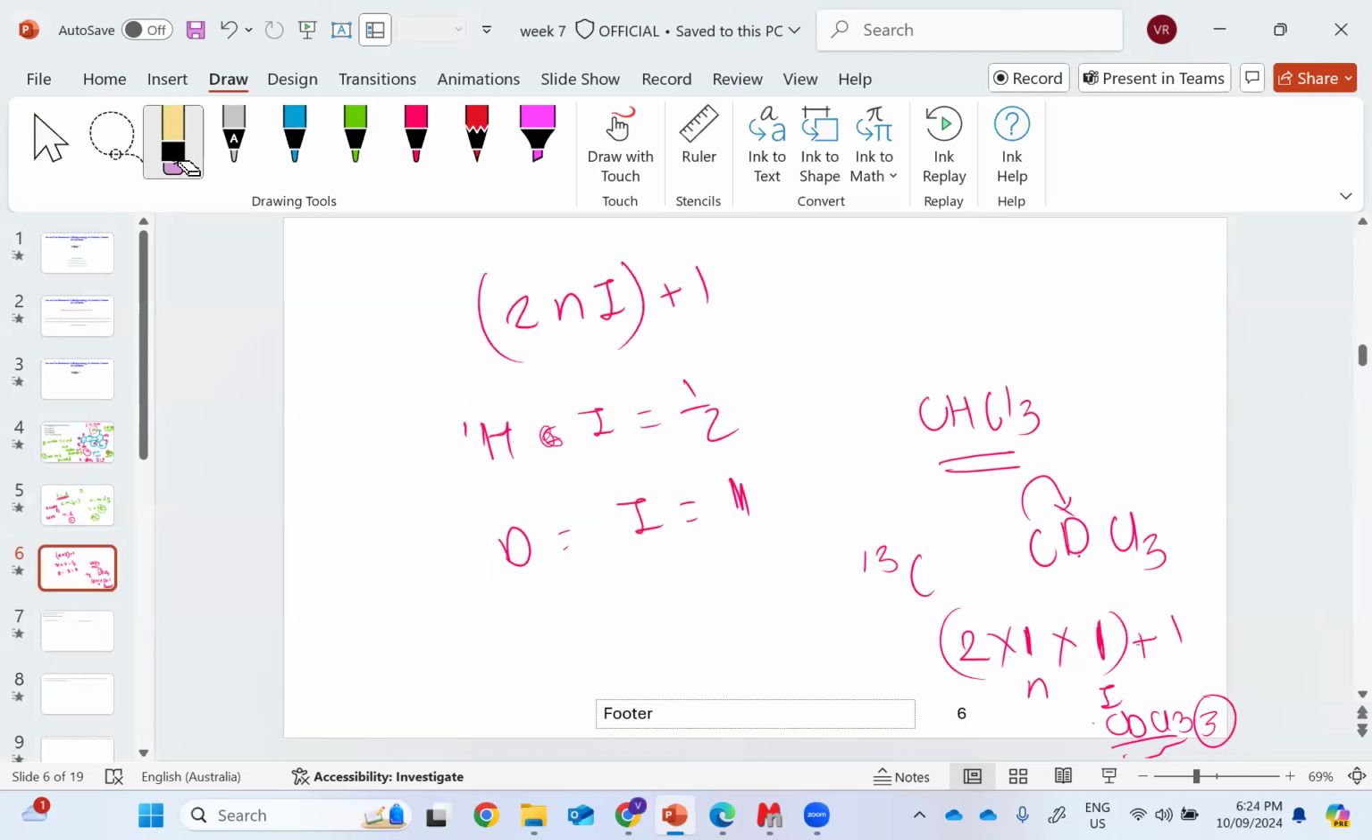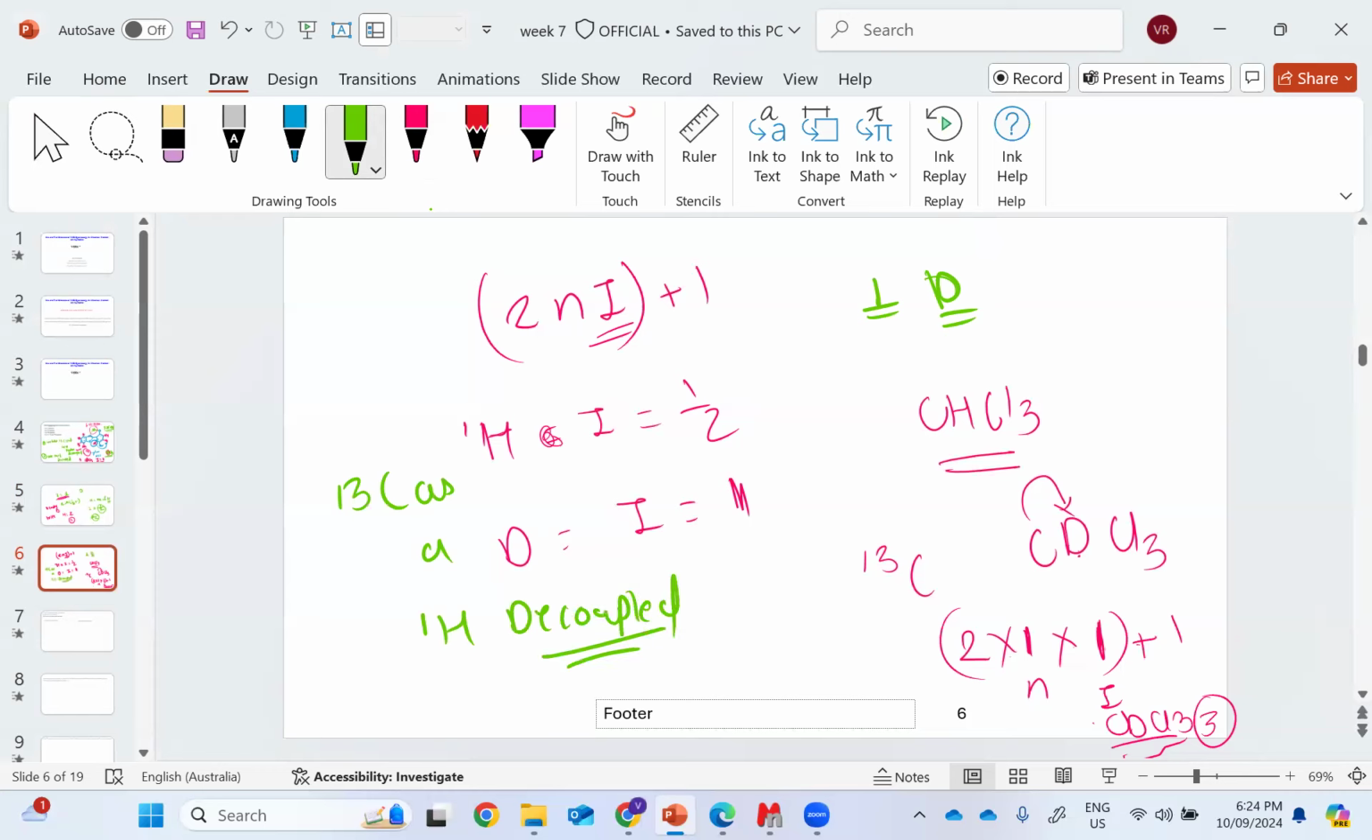Yes, sir. Because the I value is different for this one, right? So that's why we put the value 1 in the case of deuterium. And also, as I mentioned, we take the 13C as 1H decoupled.